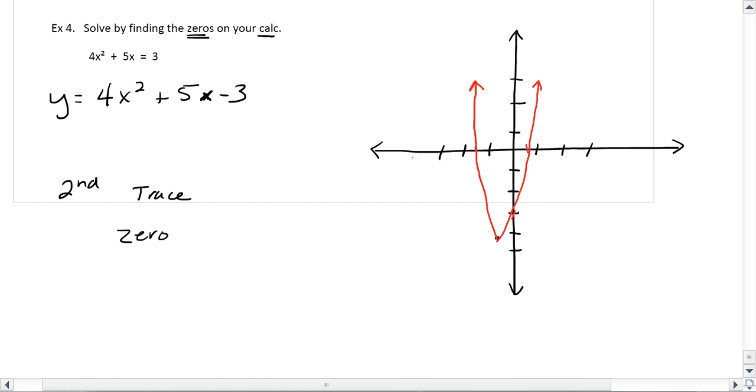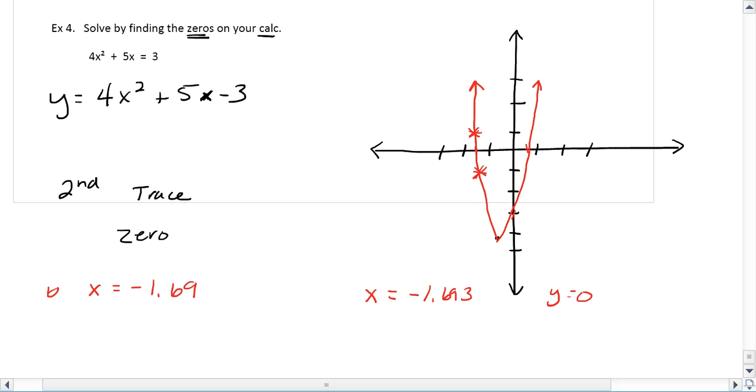Then remember you have to do the left bound and right bound. So if I'm after this particular zero right here, we need the blinking cursor first above it for the left boundary, then move the cursor over. After you hit enter, move the cursor over and hit enter for the right boundary. Hit enter one more time, and the display at the bottom should say x equals negative 1.693 while y is 0. So that's the first zero, which your calculator gave you.